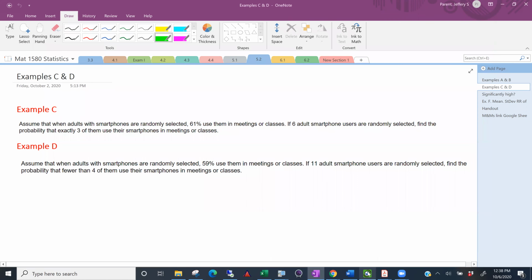Well, for example D, are there a fixed number of trials? Yes, you got 11 of them. Are they independent? I'd say yes. Got a vote for yes from Alex. Bradley, what do you think? Are they independent?